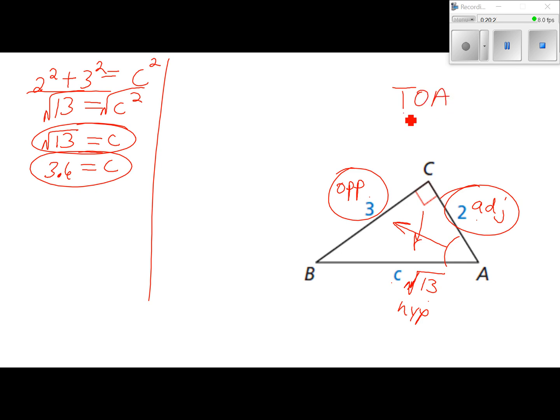That tells us tangent. So when we set up our equation, it's the tangent of our angle, which is angle A, equals opposite over adjacent. Well, the opposite is 3. The adjacent is 2. And then if we're looking for an angle, our calculator is going to do all the work. So we just hit second, tangent, 3 divided by 2. It equals, and we get 56.3099. So we're going to say the measure of angle A is about 56 degrees.